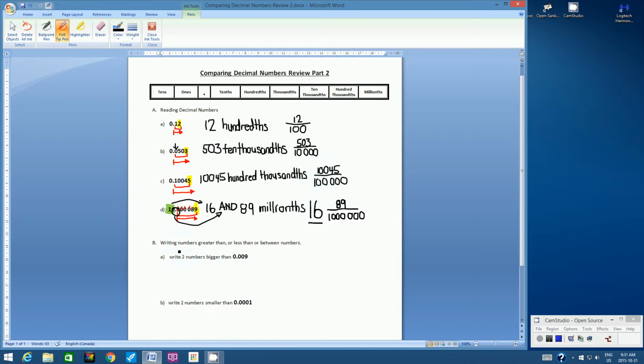Let's go to section B. Writing numbers greater than or less than or between numbers. All right, so you'll see this question quite often. So let's go to question A. Write two numbers bigger than 0.009. So when we're working on these, especially when you're just starting, it's good to have a little bit of rough space for some rough work.